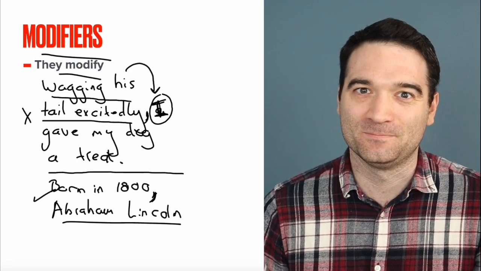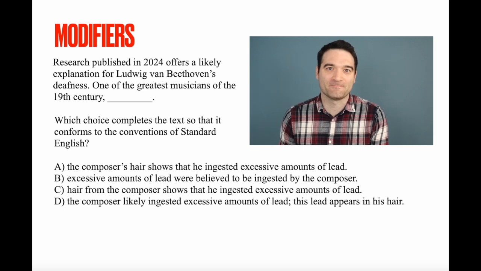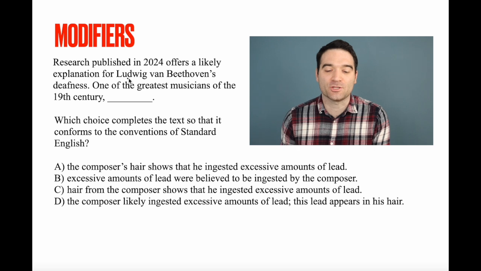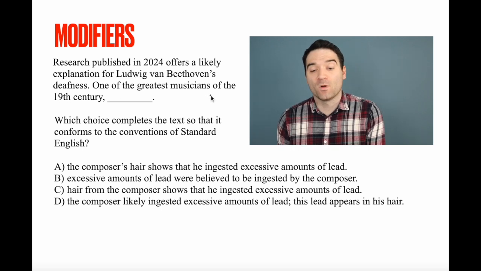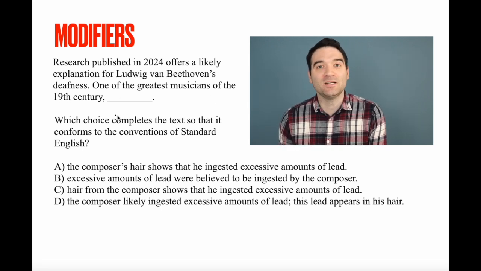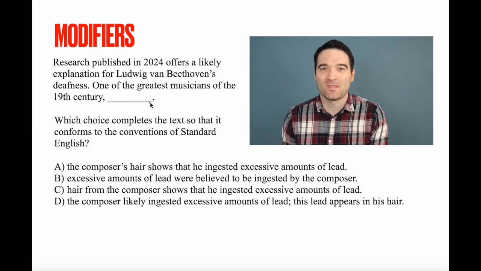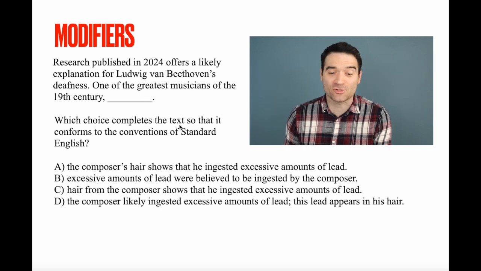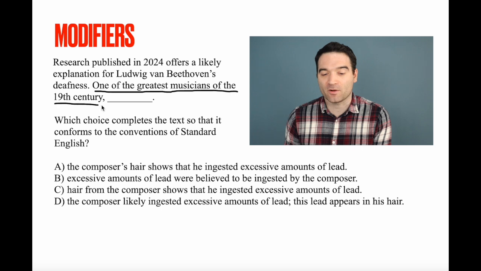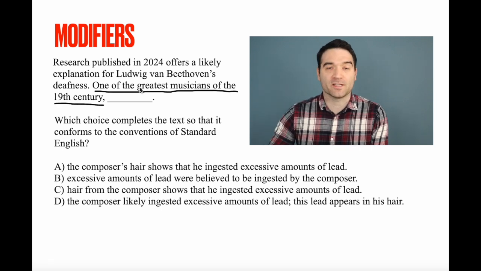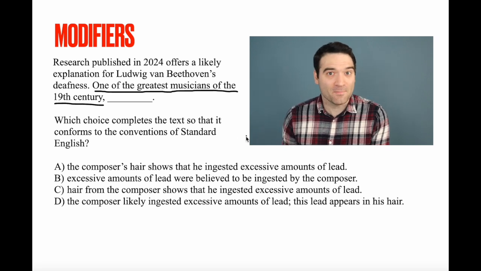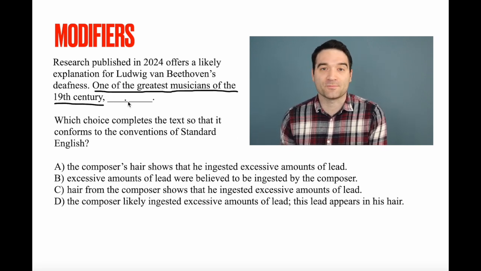Let's take a look at a problem. Pause the video and give this question a shot. Research published in 2024 offers a likely explanation for Ludwig van Beethoven's deafness. One of the greatest musicians of the 19th century, comma, and then we've got to decide what goes in there. Well, if you understand what a modifier is and how modifiers work, this is a pretty straightforward question. What's the modifier here? Well, it's this opening part of the sentence. One of the greatest musicians of the 19th century, comma, that's non-essential information separated by a comma. It's a modifier, right? It's modifying the subject of the sentence.